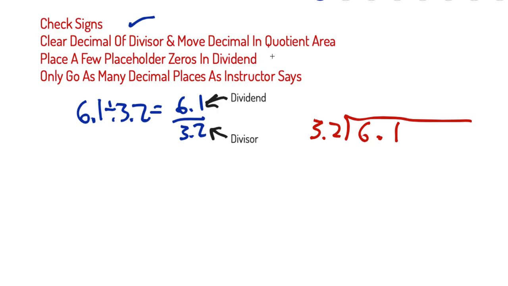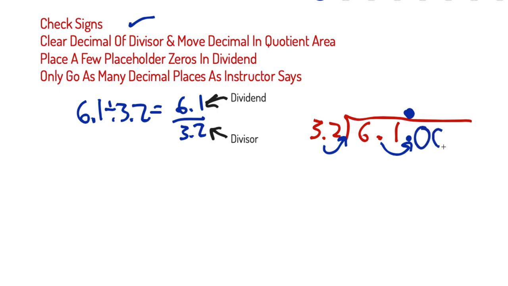Clear decimal divisor, move decimal quotient area. What does this mean? Well, I need to make this 3.2 a 32. If I do this to the divisor, I need to move the decimal in the dividend as well. So now the new decimal point is here. Big thing is I move the decimal in the quotient area. That's going to be the decimal point here. That's the big thing in the answer area, the quotient area.